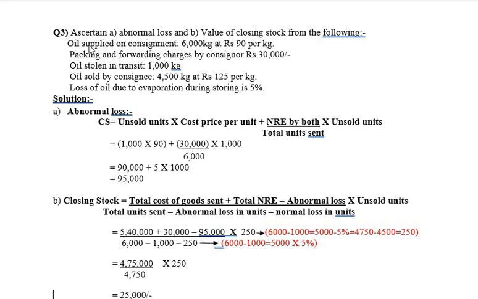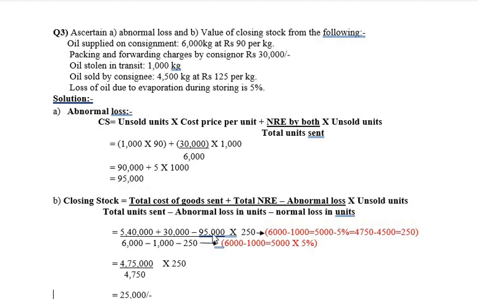How do we get this total cost of goods sent? Here it is. Oil supplied on consignment is 6,000 units into rupees 90 per unit. So 6,000 into rupees 90 will give you 5,40,000. Plus non-recurring expenses by consigner as well as consignee. Here only consigner's expenses are given, incurred in terms of packing and forwarding, which are 30,000. So 30,000 minus abnormal loss which we have just now calculated, that is 95,000.